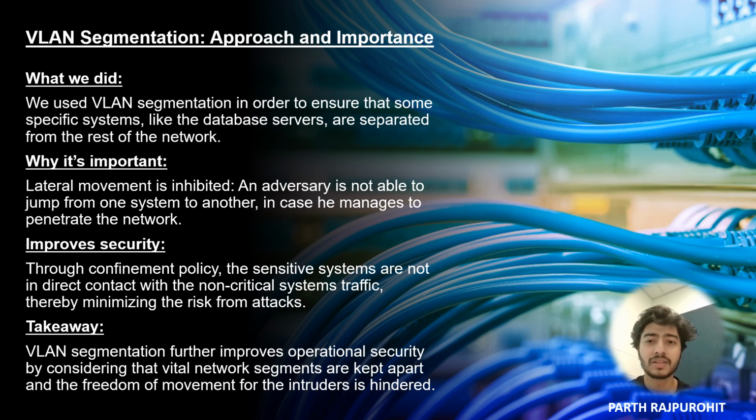If an attacker manages to break into one part of the network, VLAN segmentation ensures they can't easily move to other areas, especially sensitive areas. This isolation also reduced the overall exposure of the critical systems to external threats. The key takeaway here is that VLAN segmentation strengthens network security by keeping sensitive systems separate from general traffic, making it harder for attackers to spread.